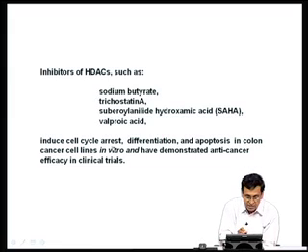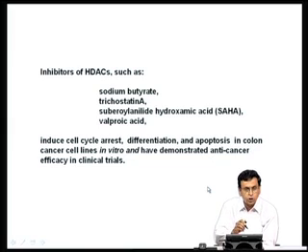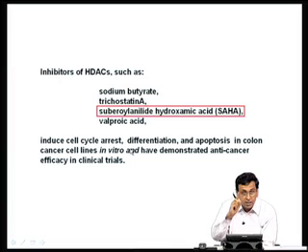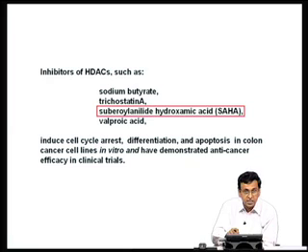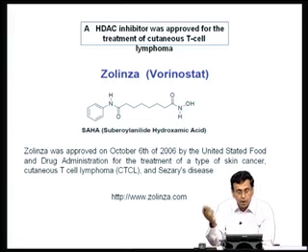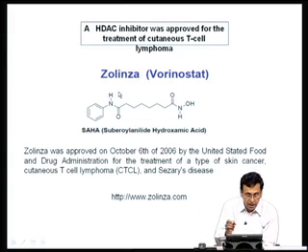processes, for example they can induce cell cycle arrest, they can cause differentiation of cells, they induce apoptosis in colon cancer cell lines and so on and so forth, and many of these compounds which are HDAC inhibitors have been found to have anti-cancer properties. I will only give one example because it has already entered clinical trials. This particular example called SAHA, which is a very potent inhibitor of HDACs, is now commercially available as Zolinza as a trade name, and Zolinza was approved on October 6, 2006 by the United States Food and Drug Administration for the treatment of a specific type of skin cancer called cutaneous T-cell lymphoma and Sézary disease.